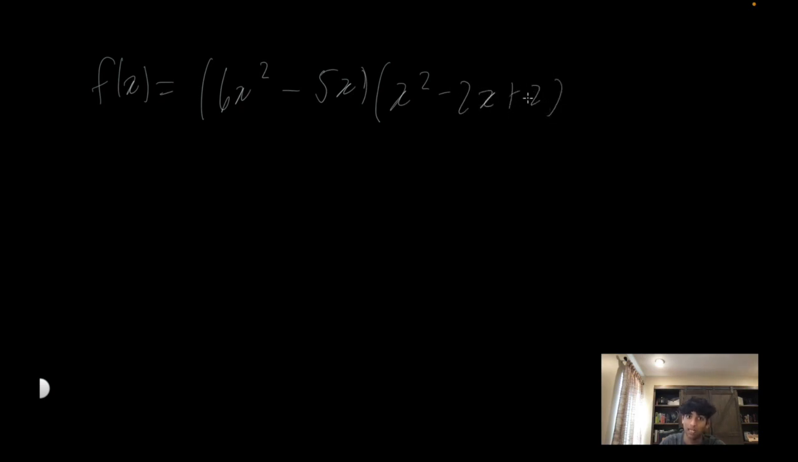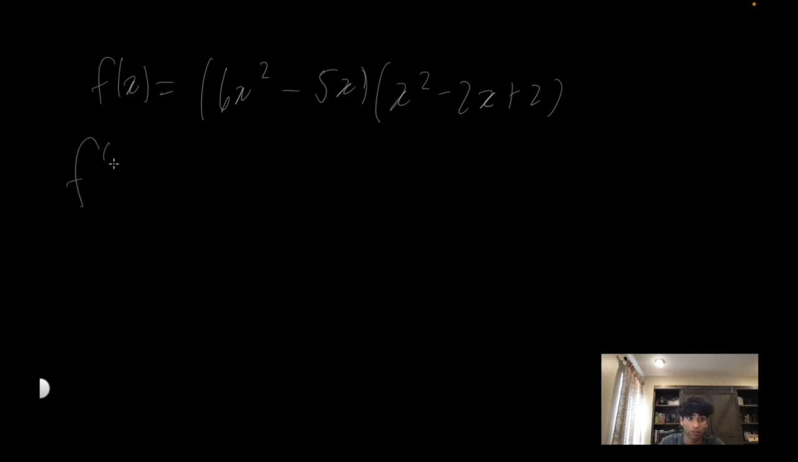Let's say f of x is equal to 6x squared minus 5x, times x squared minus 2x plus 2. Now, of course, you can kind of see these functions are starting to get longer, and as they get longer they get more difficult to FOIL. So when you start to see functions like this and product of two functions like this, that's when you start to think product rule, okay?